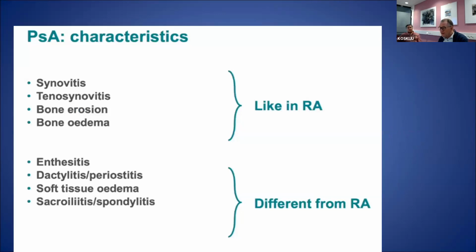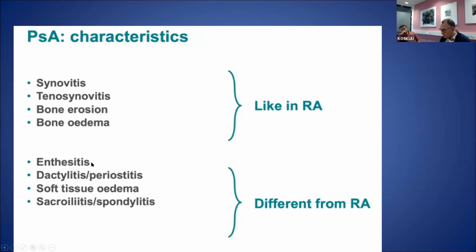If we look at psoriatic arthritis, which is PsA, there are characteristics like synovitis, tenosynovitis, and erosion, as in rheumatoid arthritis. Of course, with ultrasound we don't see bone edema, but this is for MRI. But then what is different from rheumatoid arthritis?